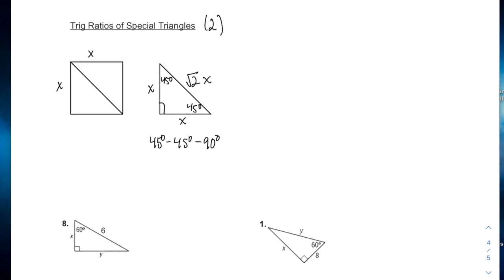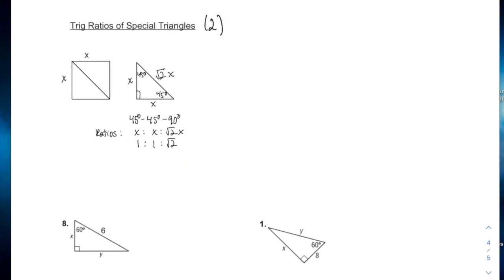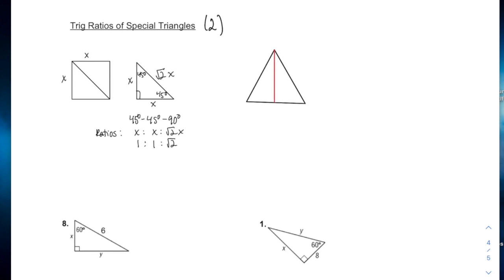And so in that way, we figured out that the ratios of sides are x to root 2x, or in short form, we usually say 1, root 2. So that was our first special triangle. Our second special triangle came from slicing up an equilateral triangle. We started with an equilateral triangle, which we know has three angles of 60 degrees, and we sliced it this way.